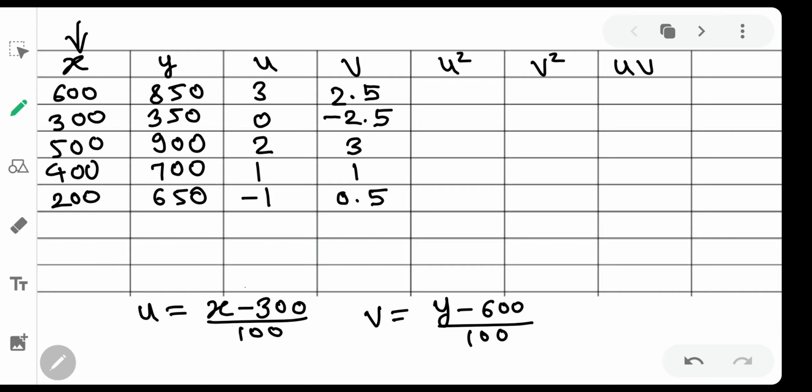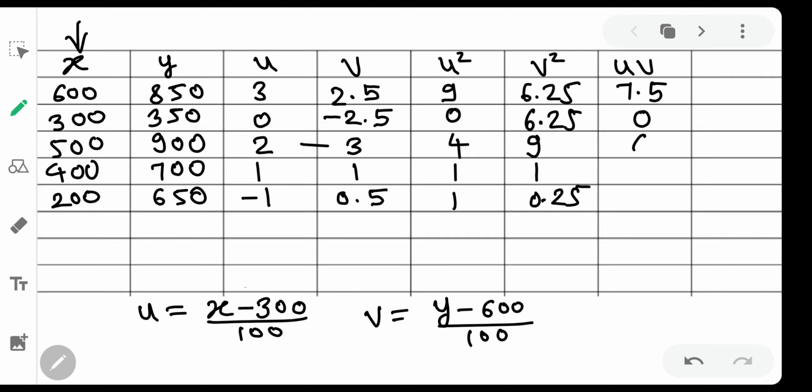Now what we need to do is just square them. So u square will be 9, 0, 4, 1, 1. v square will be 6.25, 6.25, 9, 1 and 0.25. Let us do the product u into v. The first one would be 7.5, then 0, then 2 into 3 would be 6, 1 into 1 is 1, and minus 1 into 0.5 is minus 0.5.